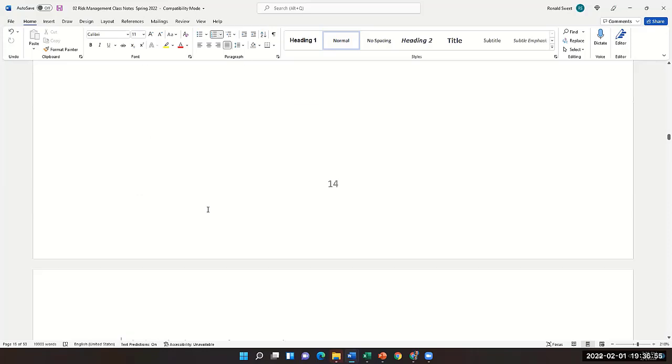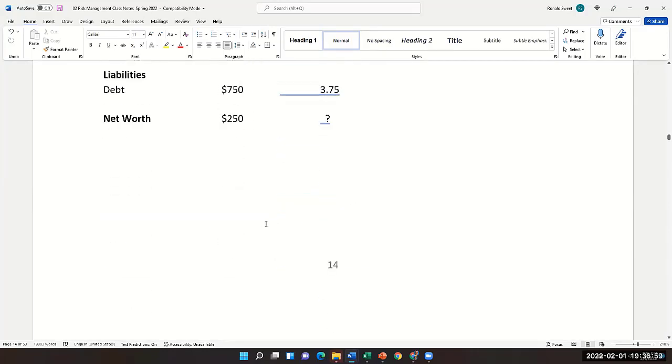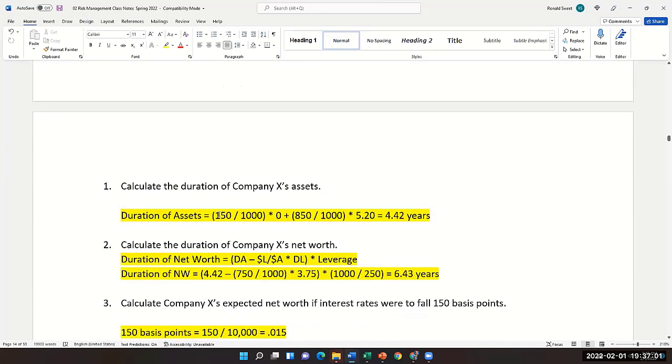So here, if you remember the problem, we had 150 in cash and 850 in loans with a duration of 5.2. So 15%, or 150 over a billion, has a duration of 0, and 85% has a duration of 5.2. So the duration of their assets is 4.42 years.